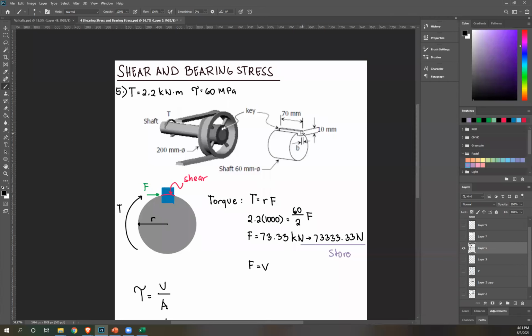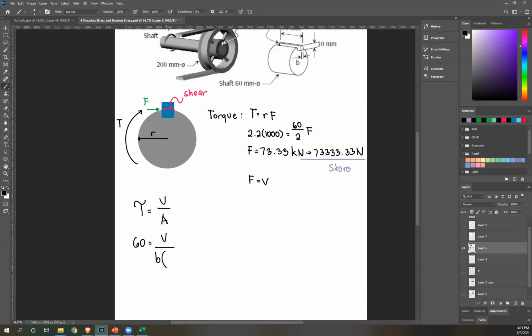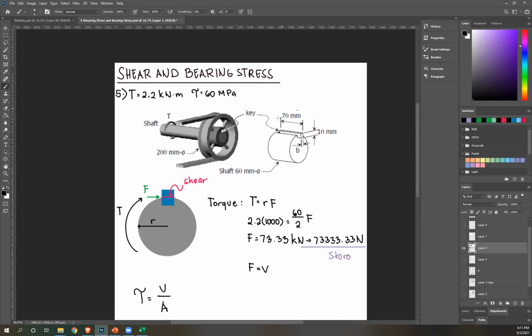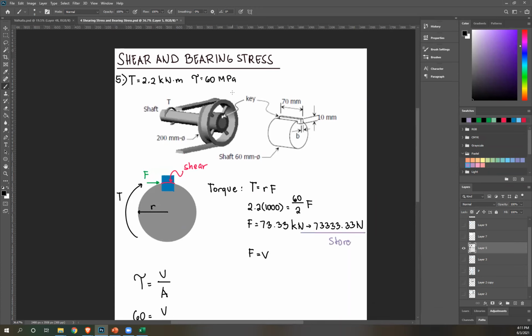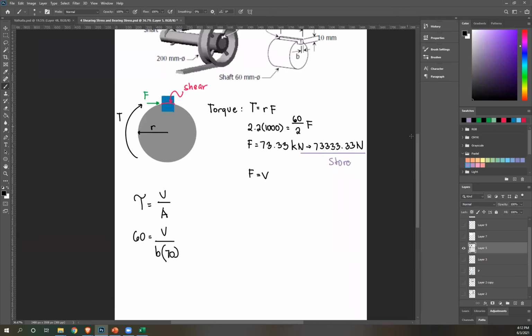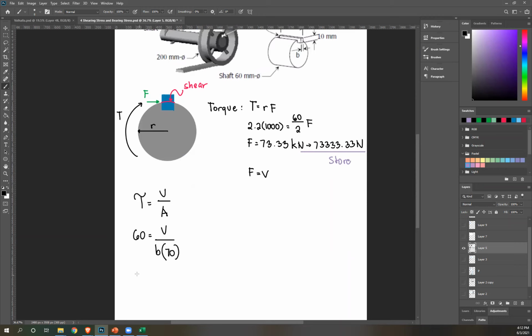So base is equal to the thickness of this key, which is actually what we're looking for. So base times, now what's the length of our key? Given 70 millimeters. Okay, so check again your units. 60 Newton per millimeter squared, V is in Newton, 70 is in millimeter. Everything consistent. Therefore, I can now solve for the base. Please solve considering V is equal to this. What's the answer?